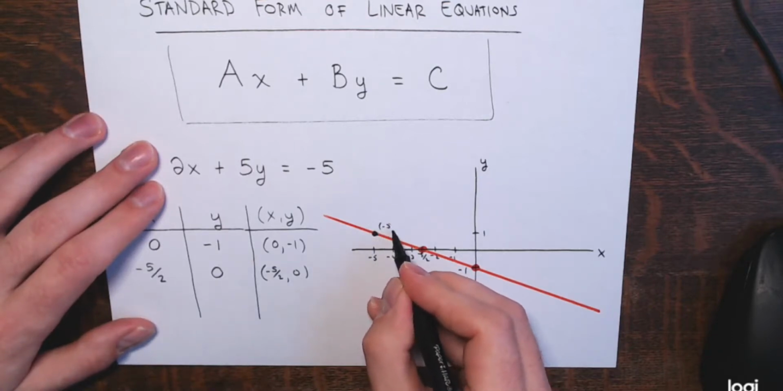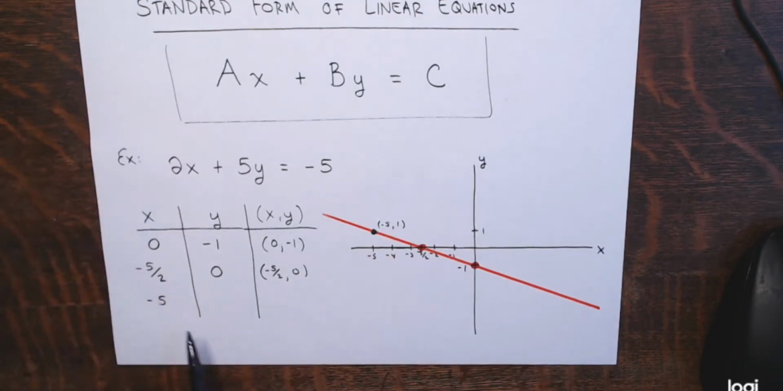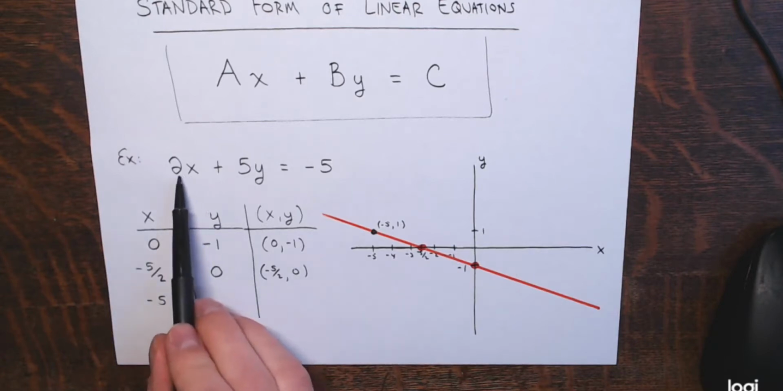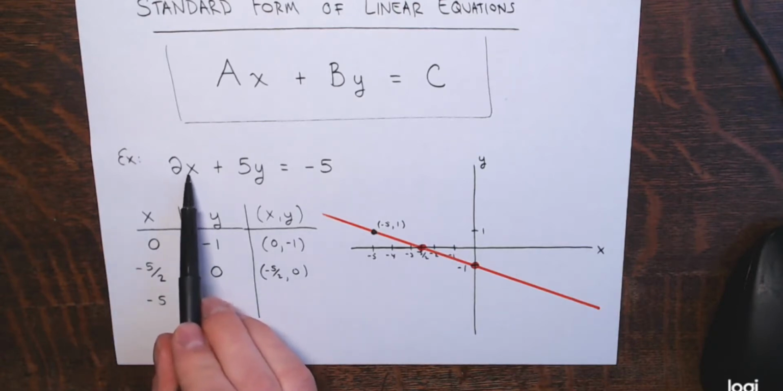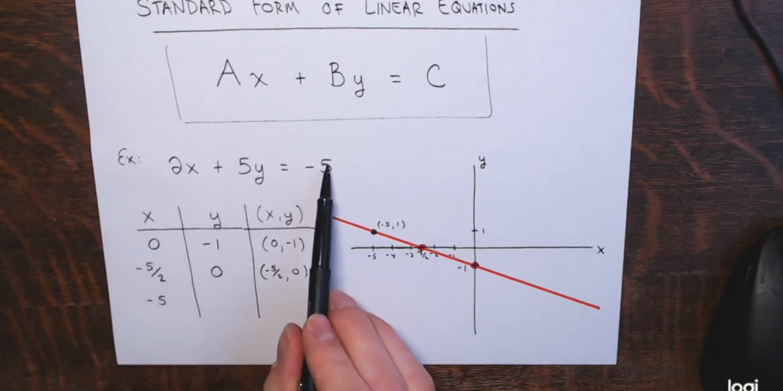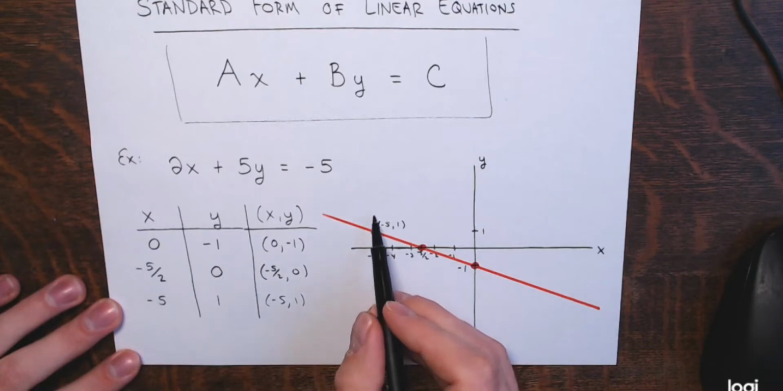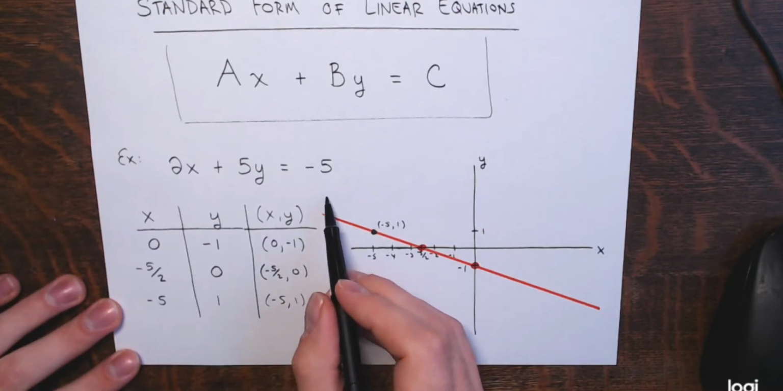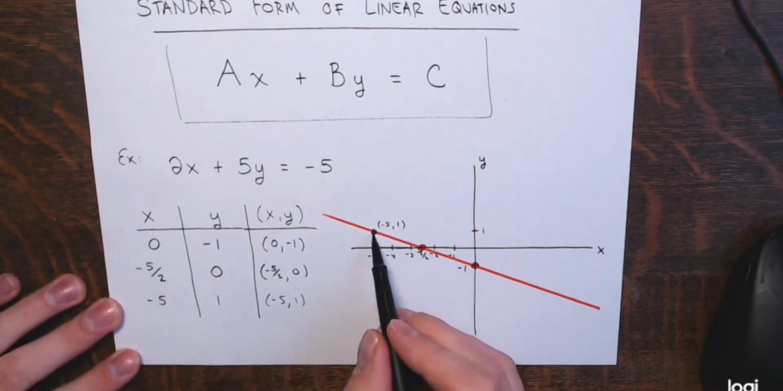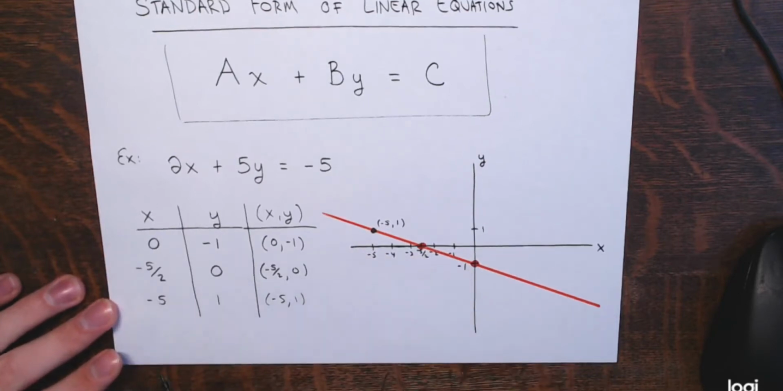Here's -5 for x, 1 for y. Let's see if that works. If x were -5, this side would be 2 times -5, which is -10. Then you would add 10 to get 5, and then y would have to be 1 after dividing by 5. See, -5, 1 is on the graph. And I could keep doing this. Go up 1, left 2.5. Up 1, left 2.5. Or down 1, right 2.5, and get to other points on the graph.